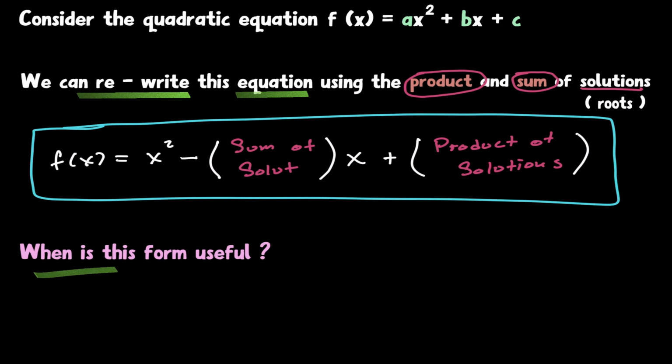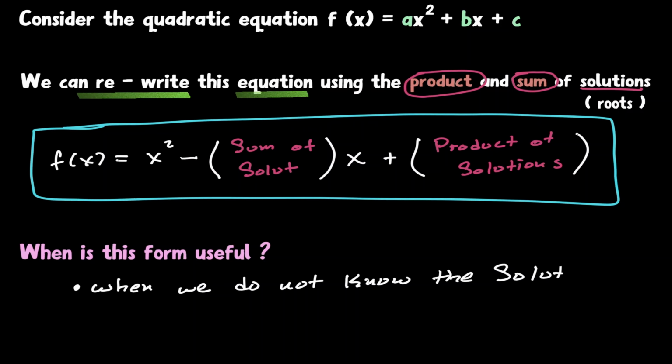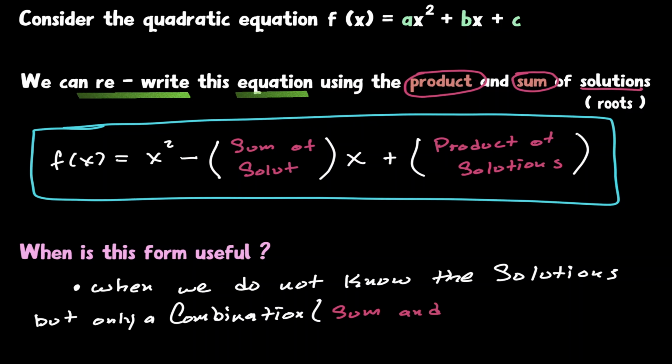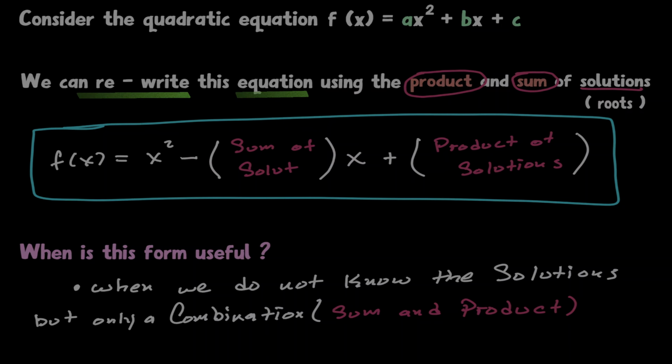Well, when is this form useful? It is useful when we do not know the solutions, but we know a combination of the solutions. Let's put this idea in practice. Let's take a look at one example.